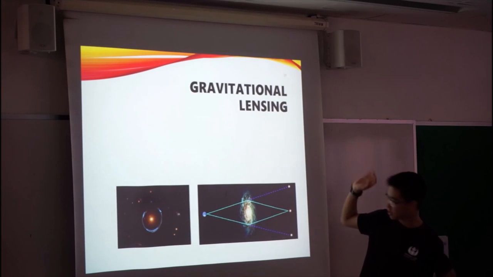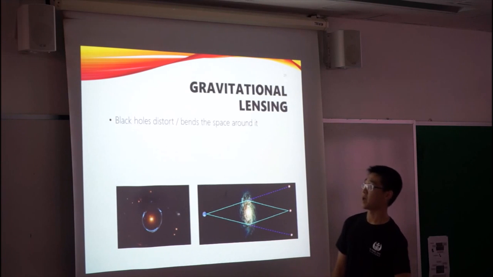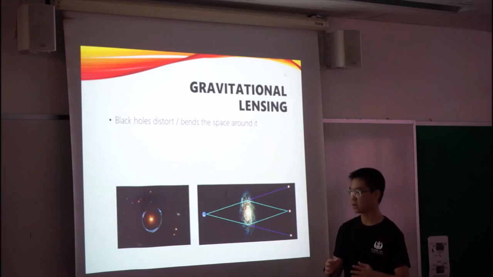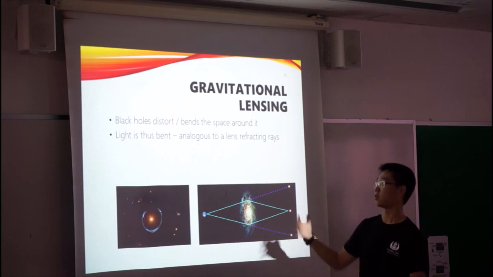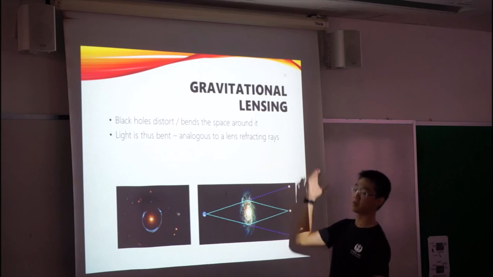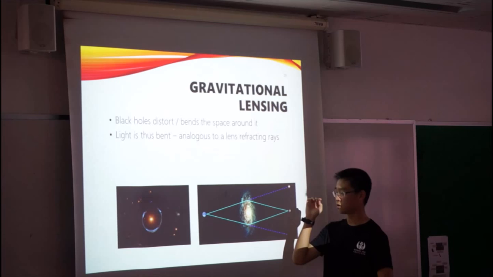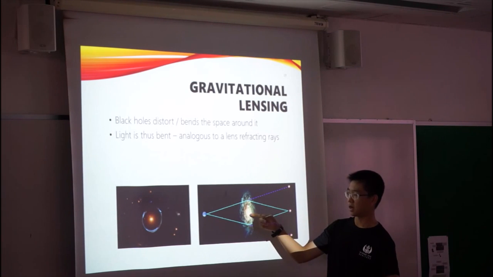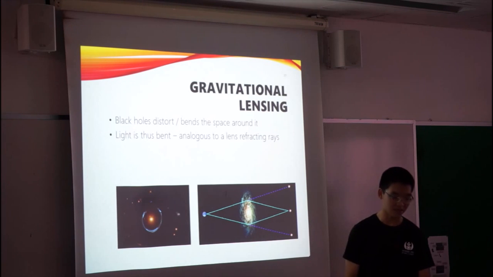Okay, now for gravitational lensing. This is caused by black holes distorting the space around themselves, which is why light is able to curve around the body. Light is thus bent or curved, which is analogous to a lens refracting light. In a lens, because of the difference in refractive indices, your light rays are bent. This is a similar idea, so it's called gravitational lensing, but it's not exactly using a different material to curve the light.